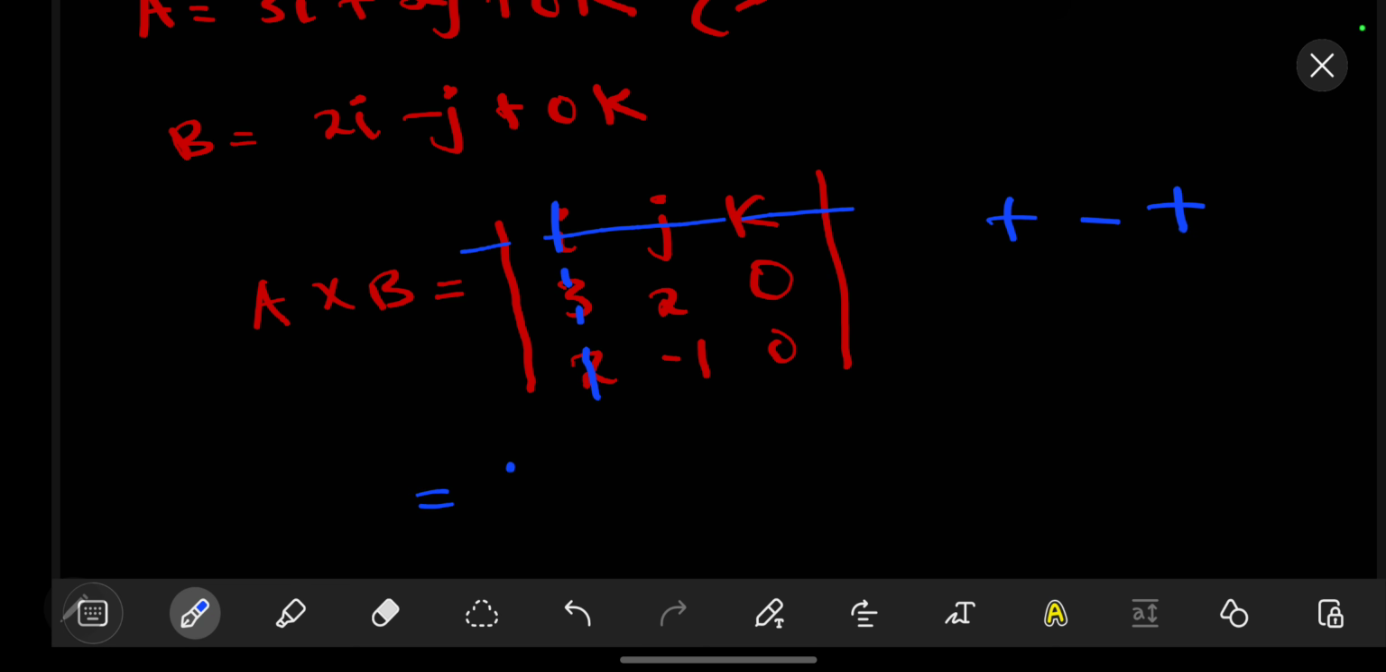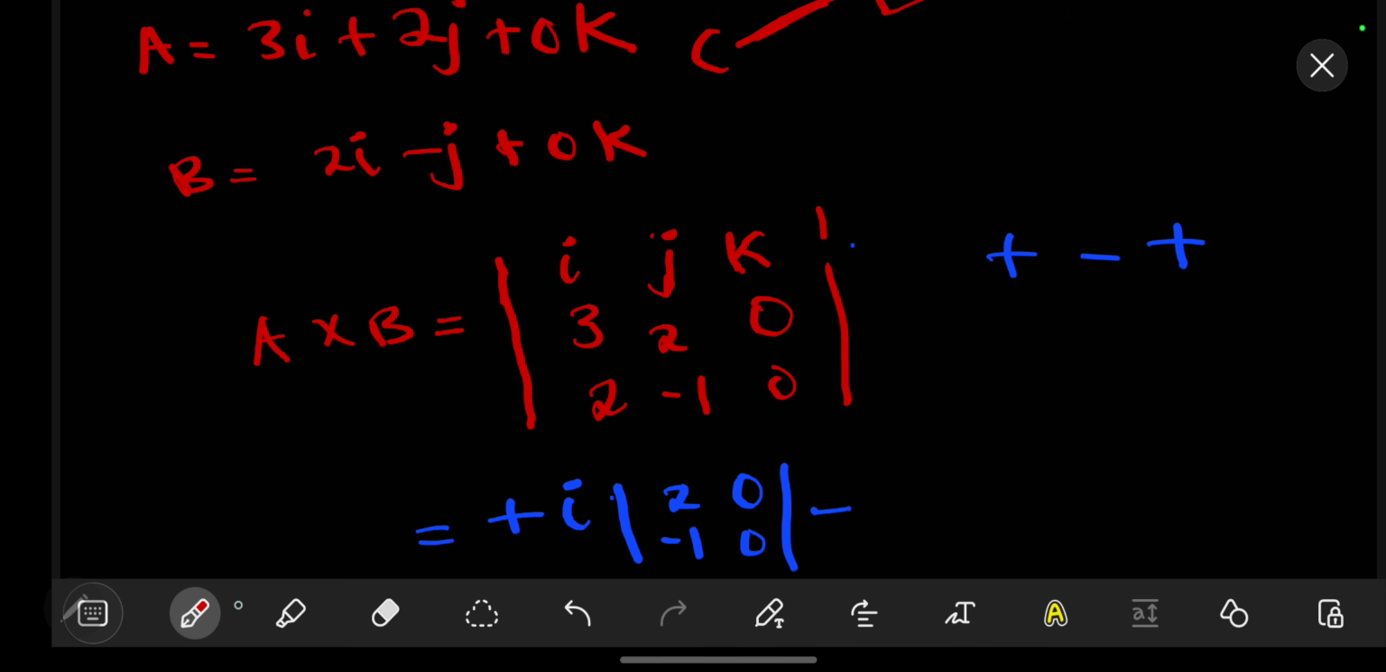So we are going to have a positive i like that. Then write the numbers that are remaining. It is 2, 0, negative 1, 0 like that. Then we have minus. We go to the second part. For our second row, we are going to remove this column, then after that we have minus our j like that, then do this. So already we are going to have 3, 0, 2, 0 like that.